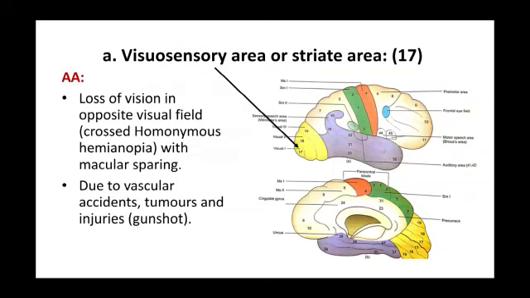The main applied aspect is loss of vision in the opposite visual field. There is crossed homonymous hemianopia with macular sparing, due to vascular accidents, tumors and injuries or gunshot injuries.